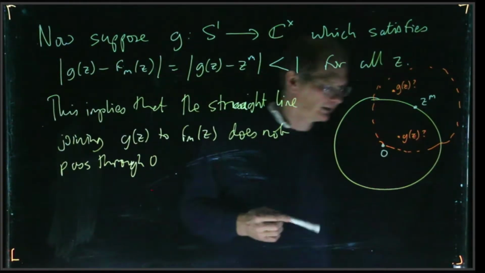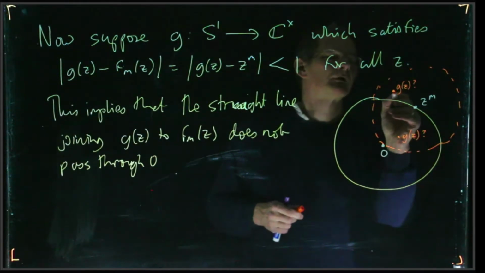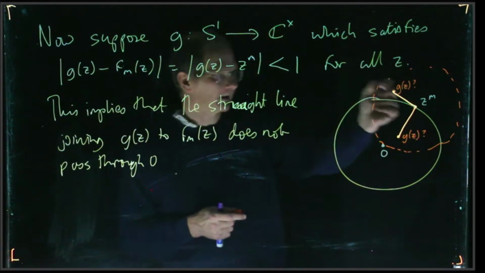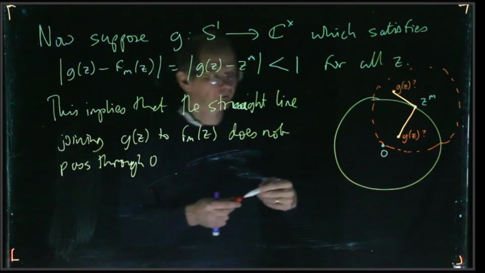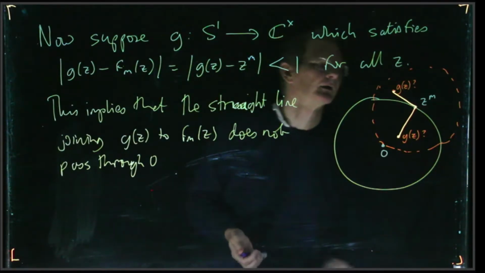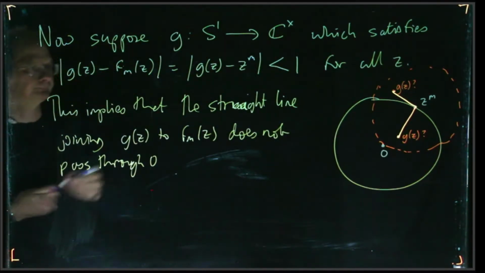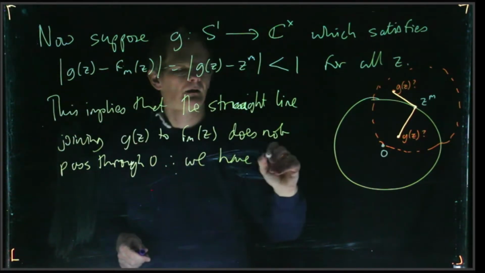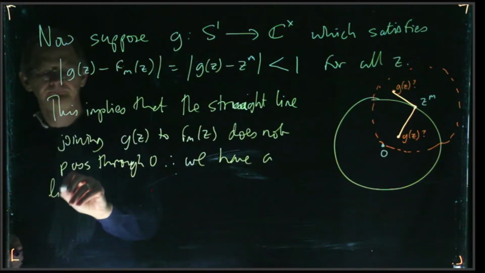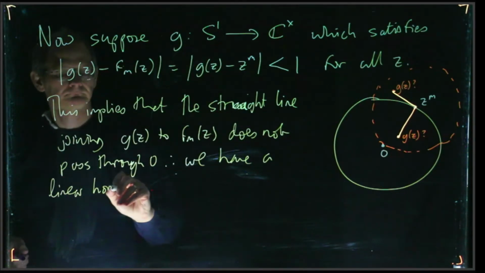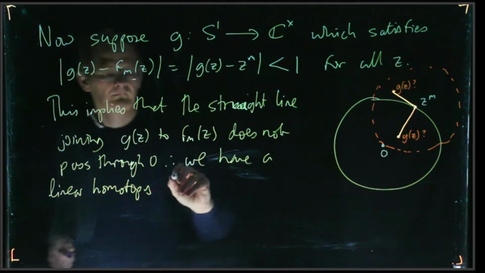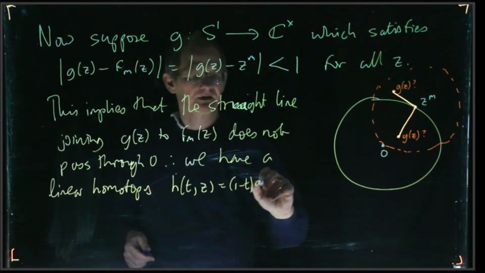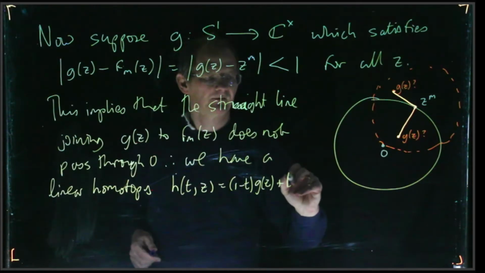You draw it here, wherever it is. Could be there, whatever. But you do a straight line between z to the m and G of z. It's not going to pass through 0 because it's too short. So we have a linear homotopy. H_t(z) is (1 minus t) G(z) plus t Fm(z).